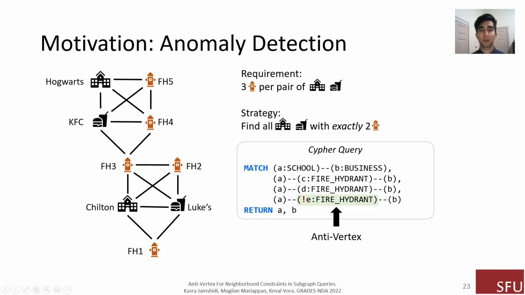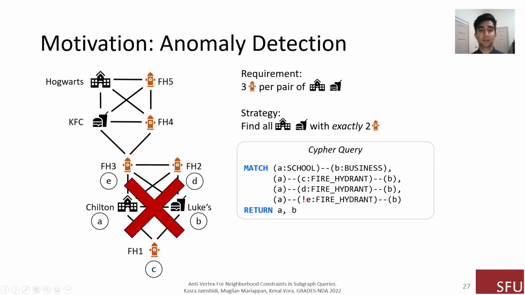For example, suppose we bind Luke's and Chilton to A and B, and fire hydrants 1 and 2 to C and D. Then, since E can be bound to fire hydrant 3, the subgraph is rejected. Now, adding or removing other patterns in the match clause won't affect the anti-vertex, and other filters and subqueries aren't going to be mixed in with the neighborhood constraint.